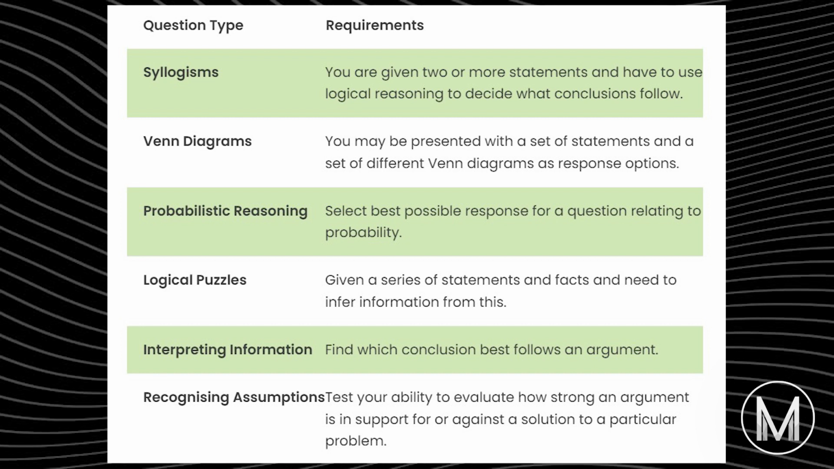The next question type is Venn diagrams, where you may be presented with a set of statements or a set of different Venn diagrams as possible response options. Next is probability reasoning, where you're required to select the best possible response for a question related to probability. Next is logical puzzles, where you're given a series of statements and facts and need to infer information from this. After that is interpreting information, where you're required to find which conclusion best follows an argument. And lastly is recognizing assumptions, where you're required to test your ability to evaluate how strong an argument is in support or against a solution to a particular problem.